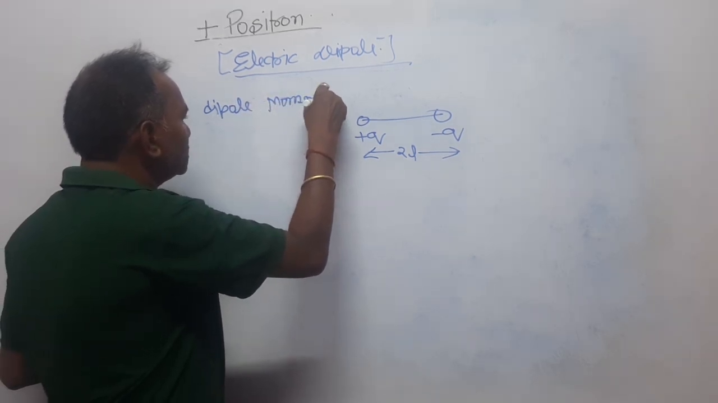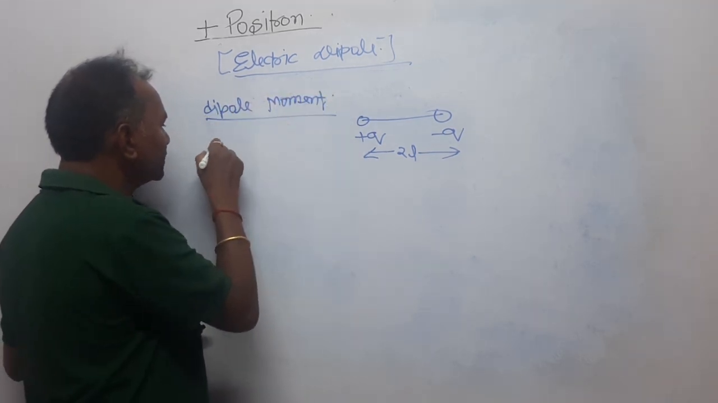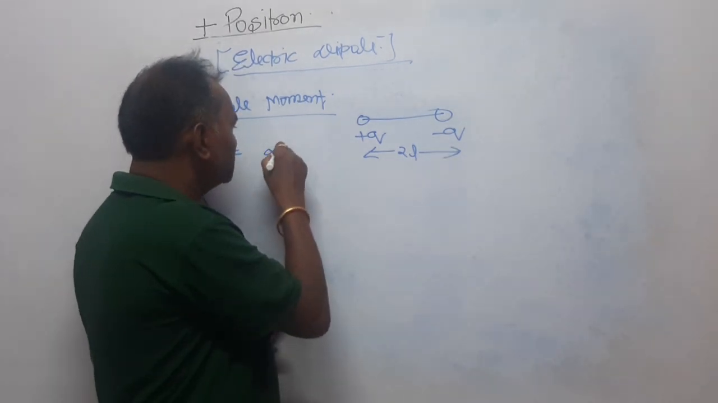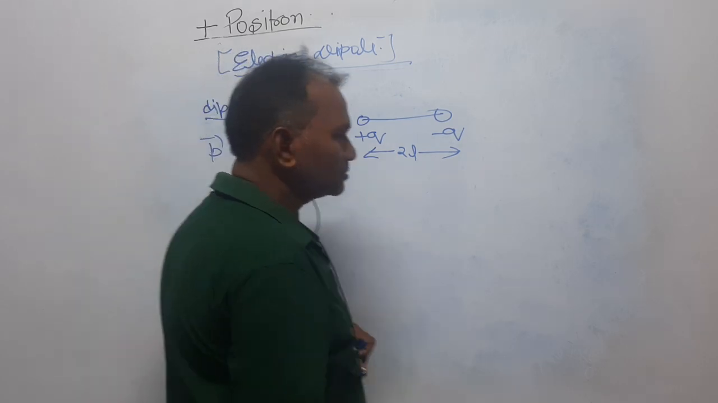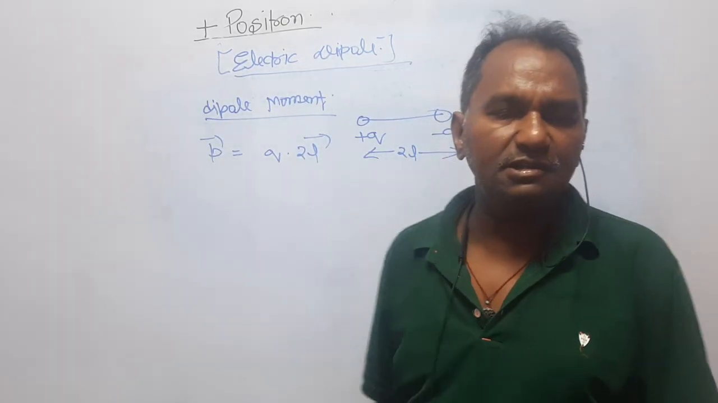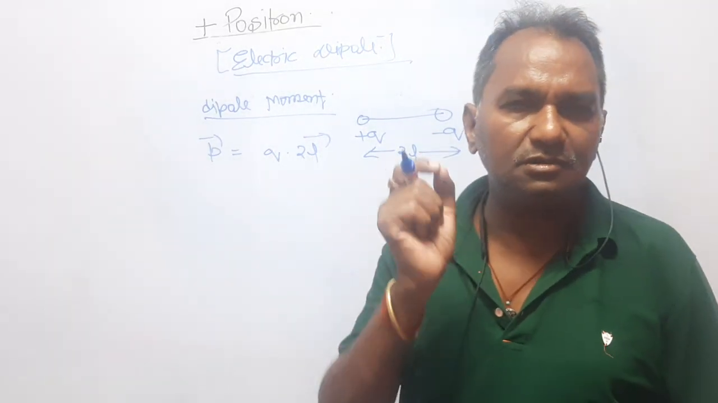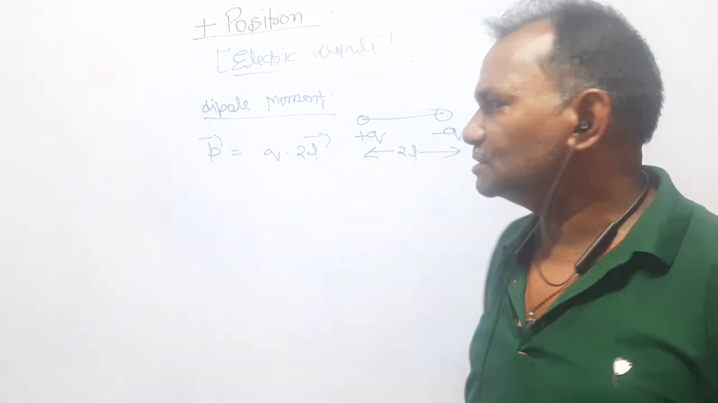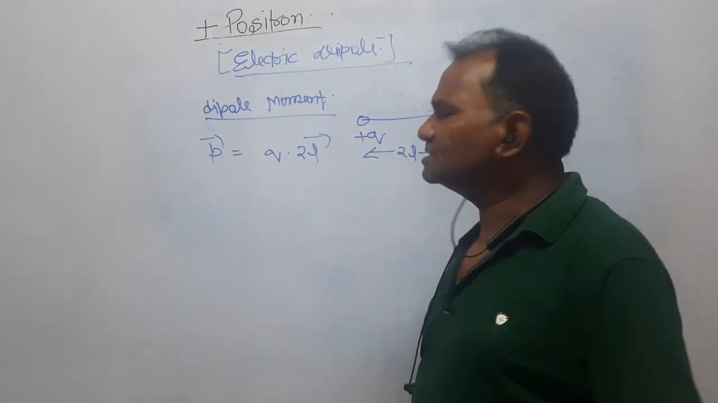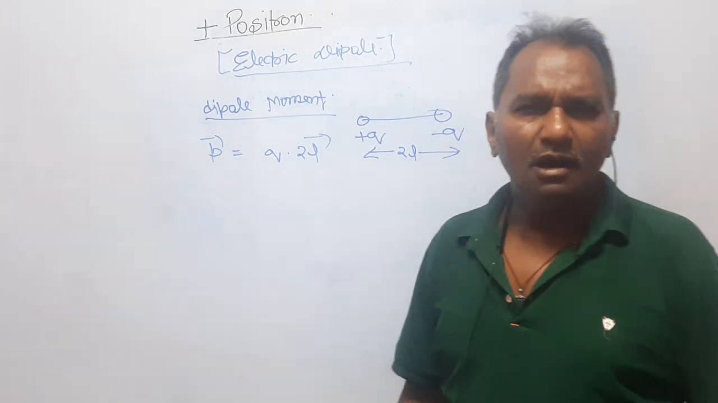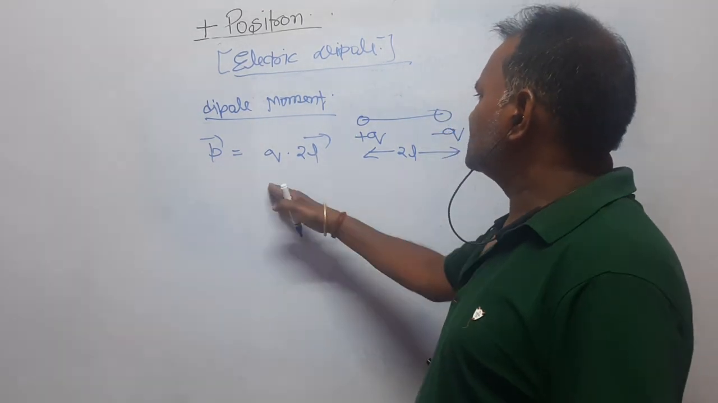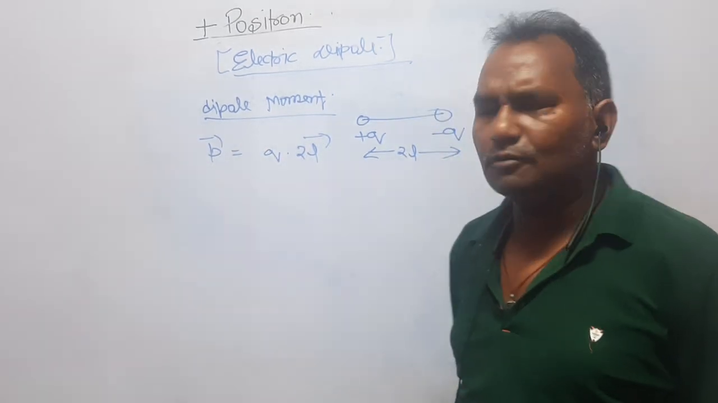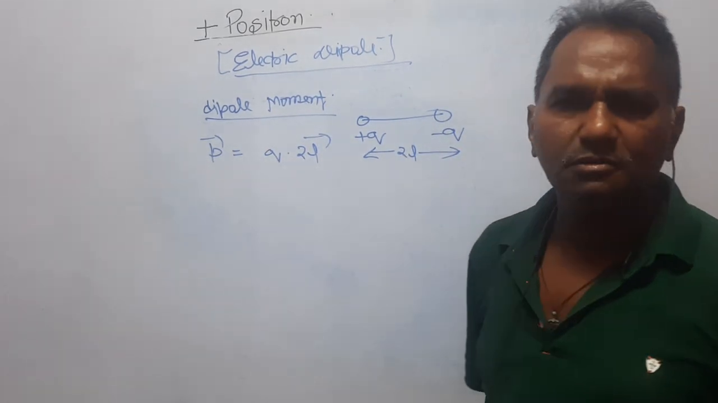What is dipole moment? Dipole moment is a vector quantity, and it is defined as any one charge multiplied by the distance between the two charges. What is a dipole? It is a composition of two charges equal in magnitude, opposite in nature, kept at a little distance from each other. Such a composition is called an electric dipole. And dipole moment is one charge multiplied by the distance between the two charges, and P is equal to Q into 2L.